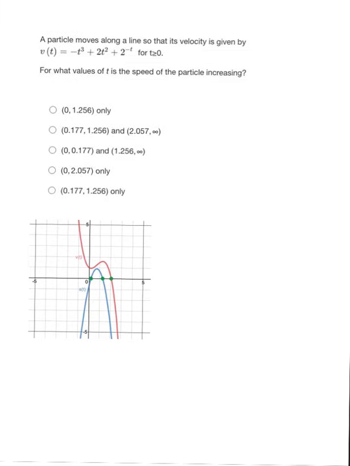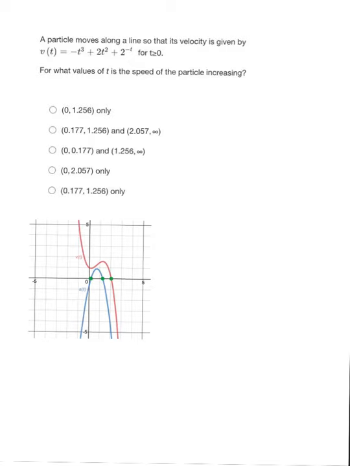Another one of these position, velocity, acceleration questions. In this case, they're asking when is the speed increasing? For what values of t is the speed increasing? There's a couple different ways you can answer that question, but the way that we focused on it, the way that's most transferable, works in the most situations for us, is to remember that speed is increasing if both velocity and acceleration have the same sign.